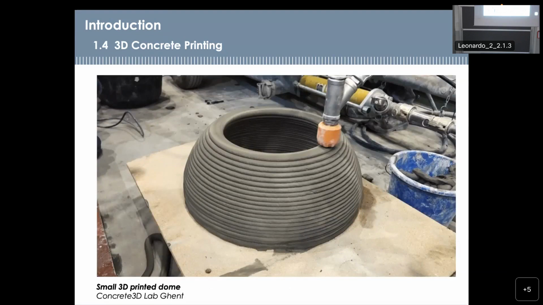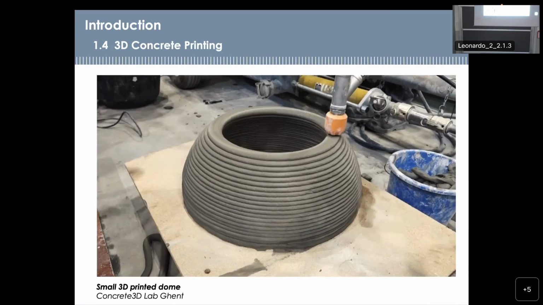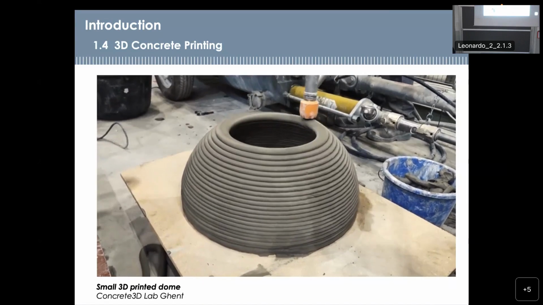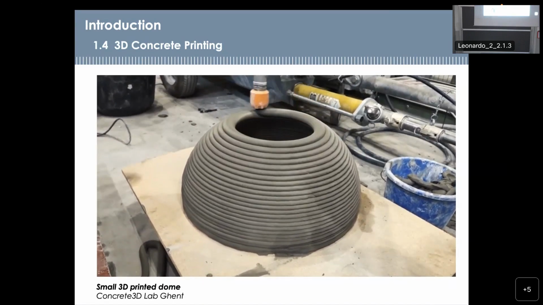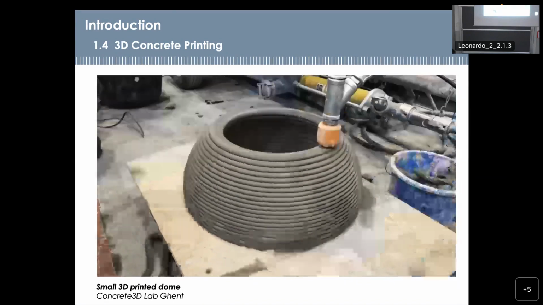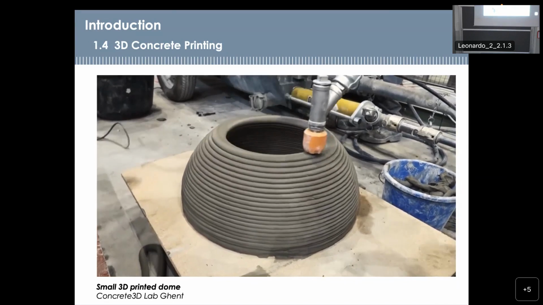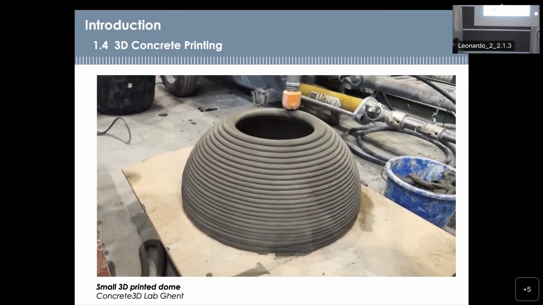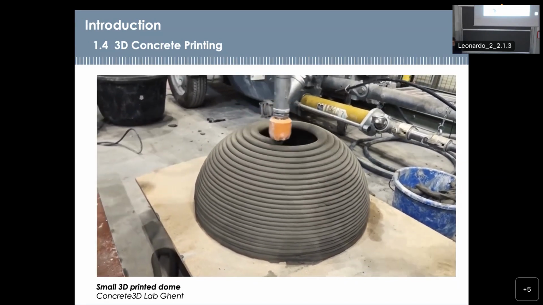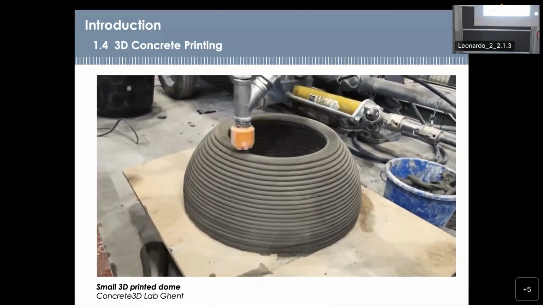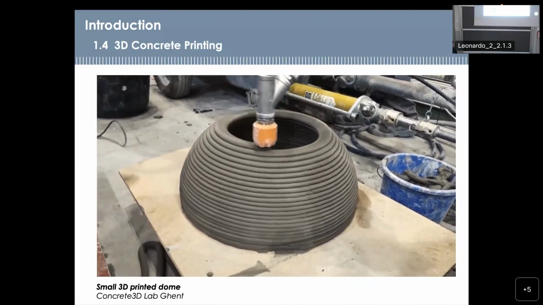Finally, a smaller example, which is from the 3D lab of the Ghent University. I like this one just because we can have a closer look to the material, and also you can see that a shape like a dome can be printed without any formwork. So the formwork in a standard structure can constitute up to 30% of the cost. So 3D concrete printing is able to reduce the cost because we don't need formwork to create very, let's say, also strange shapes.